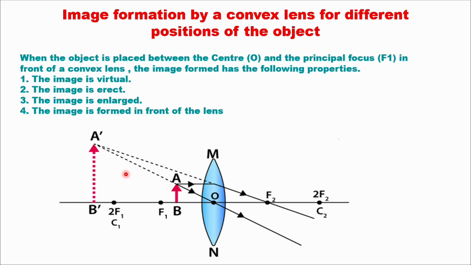This one, lateral line. So what is the nature of the image? The image is virtual. Image is erect, that is the same as object, and also enlarged in size. So let us summarize this information in a table.